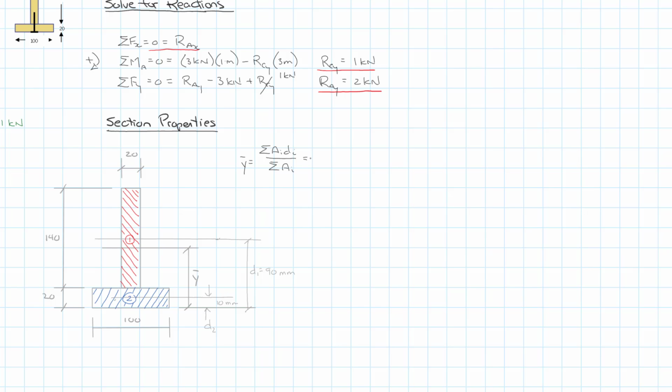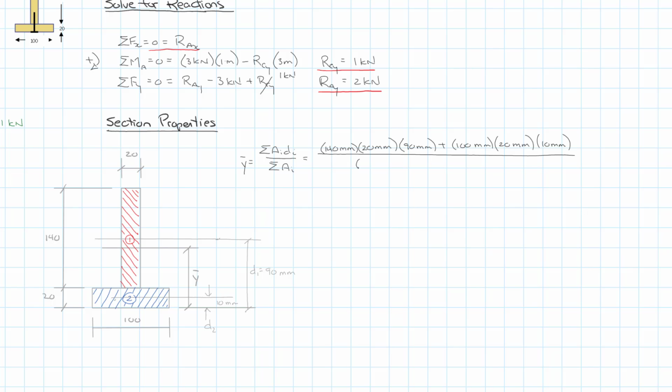So we're just going to run across here. We'll start with number 1. The area of 1 is 140 millimeters multiplied by its width, which is 20 millimeters, multiplied by D1, which is 90 millimeters. And then we do the same thing for our flange, or area 2. We have 100 millimeters wide, 20 millimeters thick, and a D2 of 10 millimeters. Let's underline that.